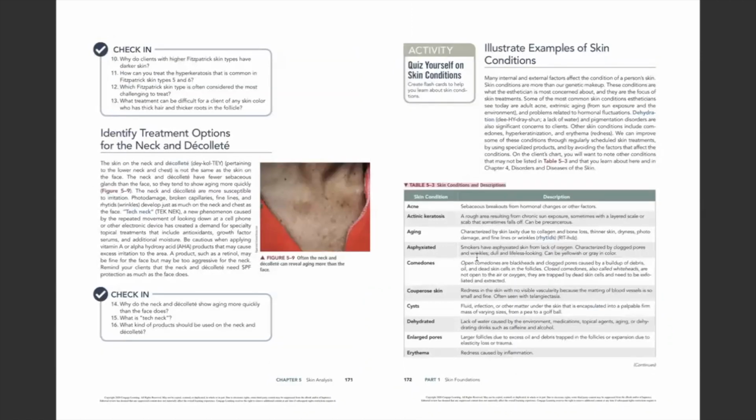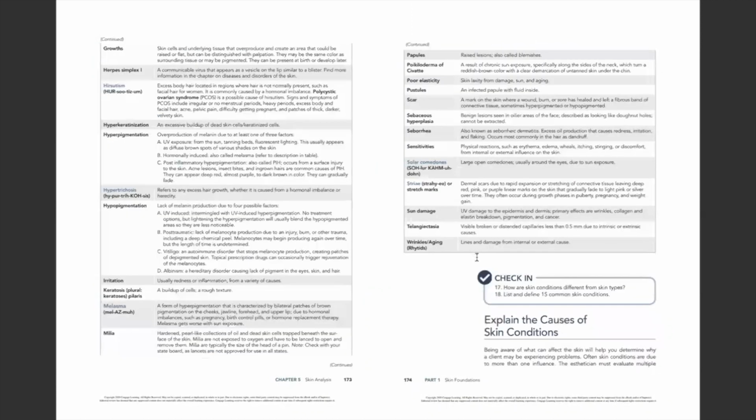You're absolutely going to want to know these and be confident in these so that you can, one, be a really proficient esthetician, but two, because this is the kind of stuff they're going to ask you about in that chapter. The difference in skin sensitivities. So there are physical reactions such as erythema, edema, wheals, itching, stinging, discomfort from internal and external influences on the skin. So they may ask you to identify which of these symptoms is the closest relating to erythema.